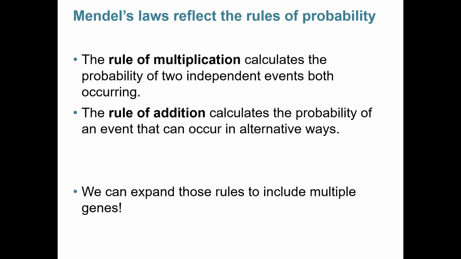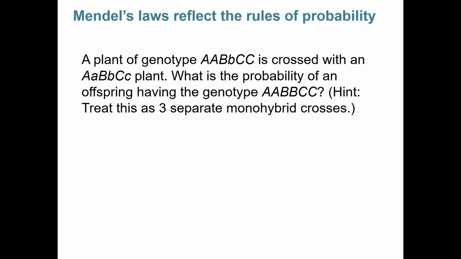Now that we understand this idea of the rule of multiplication and rule of addition, we can expand this to as many genes as we want without having to make a Punnett square. So let's think about an example. If I gave you a plant whose genotype was big A, big B, big C, and I crossed that plant with a plant that was big A, big B, big C, what is the probability of an offspring having the genotype big A, big B, big C, big C? The easiest way to solve this problem is to treat it like three monohybrid crosses. Why don't you give it a try?